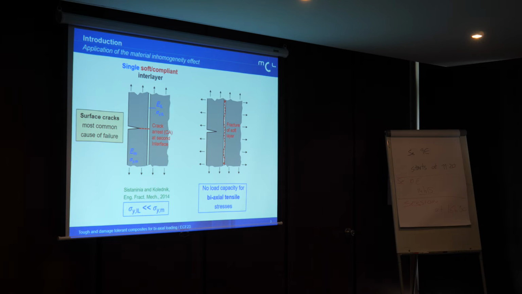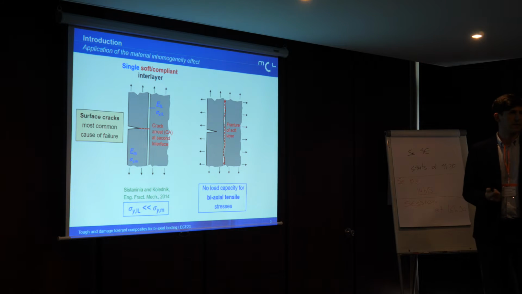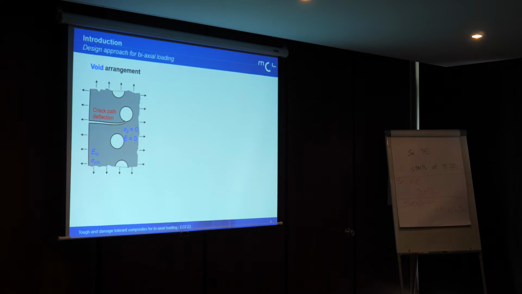Such structures have the disadvantage that at a bi-axial tensile load, the soft interlayer will fracture immediately. So you have no load carrying capacity for bi-axial tensile stresses. In our work, we used the design approach to use elastic inhomogeneity like voids to arrest approaching cracks from the surface, because voids have a negligible stiffness and strength, and therefore a very high potential for a high material inhomogeneity effect.